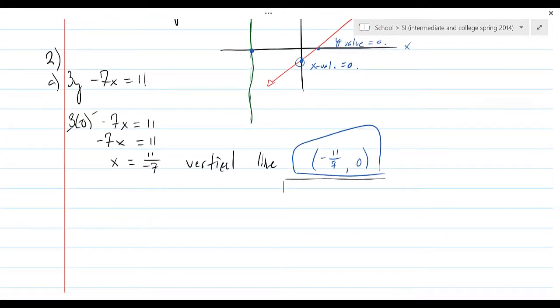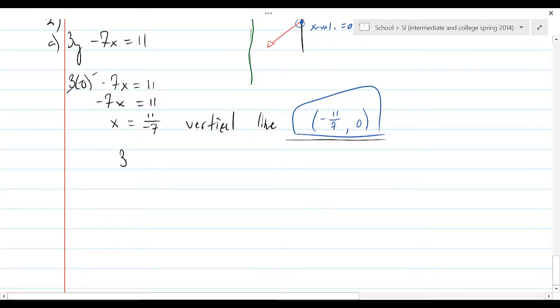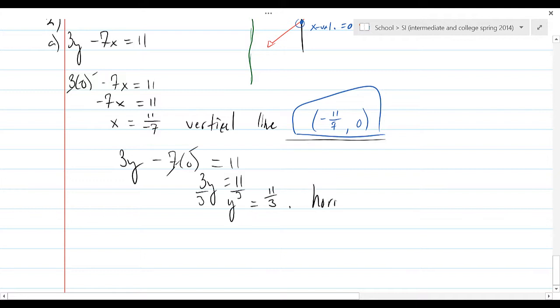Finding the y-intercept, we set x equal to 0. So we can say 3y minus 7 times 0 equals 11. And 7 times 0 is 0, so we get 3y equals 11. Solving for y, we divide both sides by 3. We get y equals 11 over 3. This right here is a horizontal line, though.